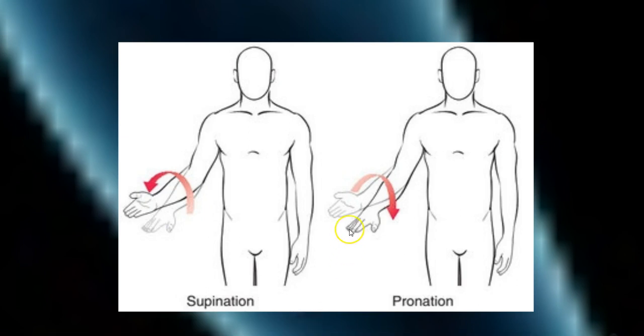Okay, what happens if you're doing a hammer curl or you're holding on to something with your hands in between pronation and supination? It's typically referred to as a semi-supinated grip if you're taking a sort of hammer approach to an exercise.